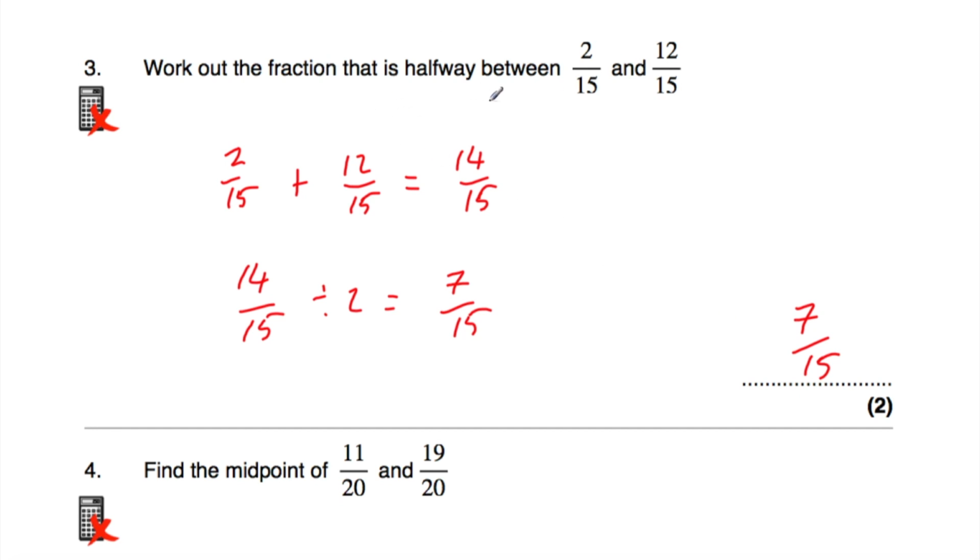So if we want to find halfway between two fractions, we can just add them together and divide by 2. And this one was quite nice because we had 14/15, half of that would be 7/15, and that's it. So whenever we're dividing a fraction by 2, if the numerator is even, we can just divide the numerator by 2. And I'll talk about what to do whenever the numerator is odd slightly later in the video. Okay, let's have a look at question number 4.